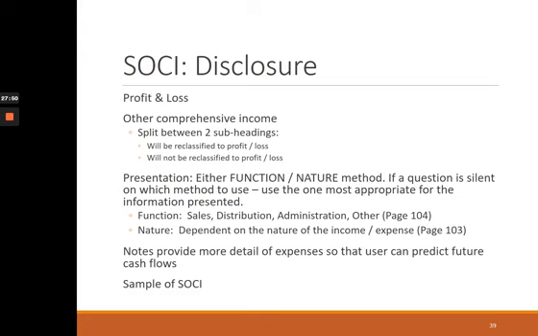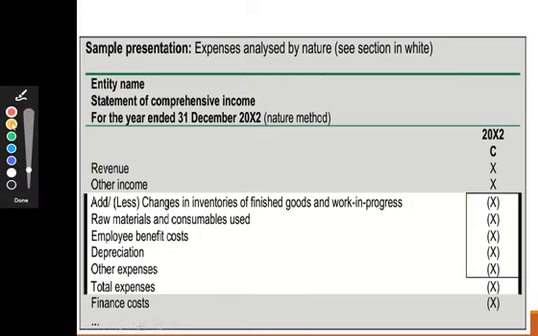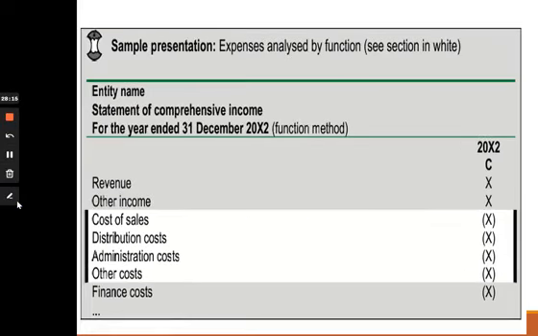So let us look at a sample of our statement of comprehensive income. The first one that we're going to look at is one that deals with expenses analyzed by nature. So you can see we have revenue, other income, and then we simply list all the different types of expenses that we have. So this is the nature method, and let us look at how different the function method is.